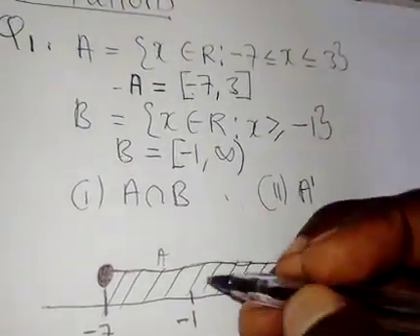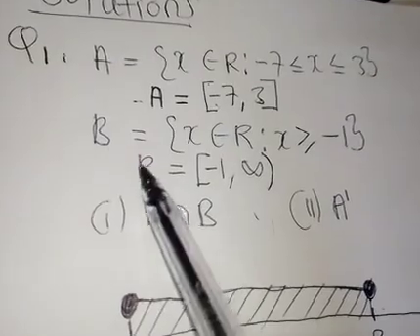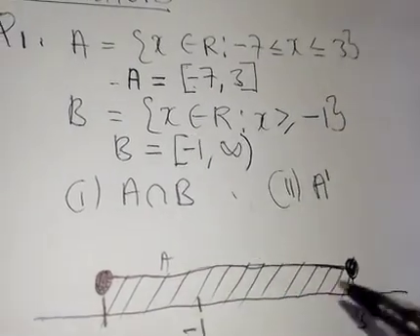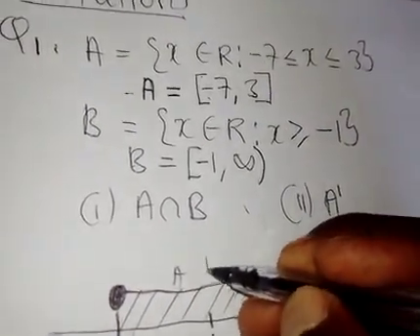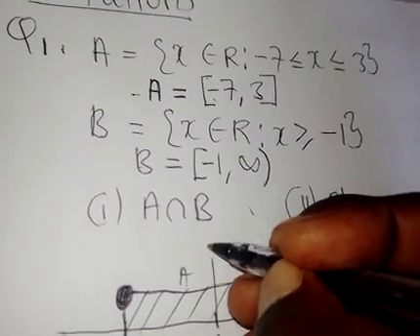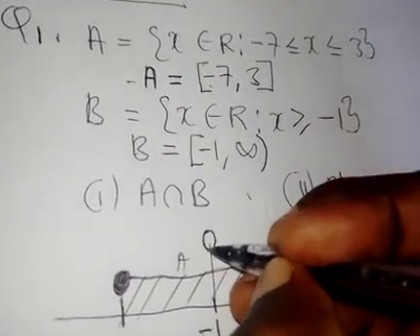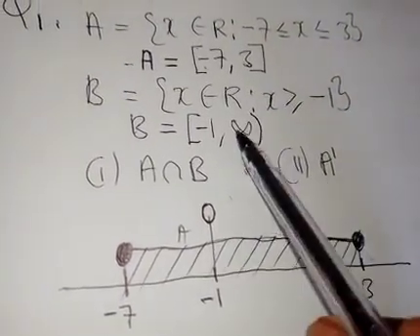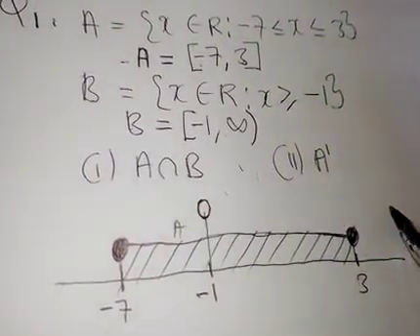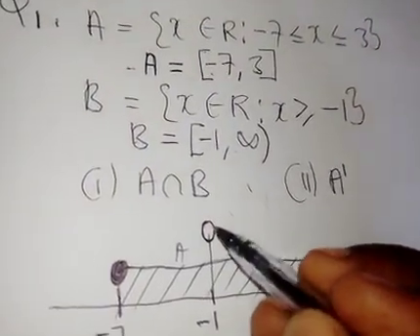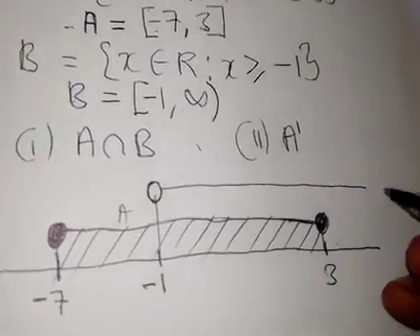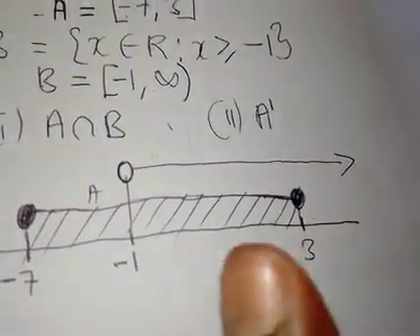Then, okay, let's move to set B. Set B is starting from what? Negative 1 to infinity. So on negative 1 like that, you draw a circle just like that. Then to infinity, we are going to the right. This side is positive infinity, so we go to the right. Since it's infinity, just show an arrow like that.